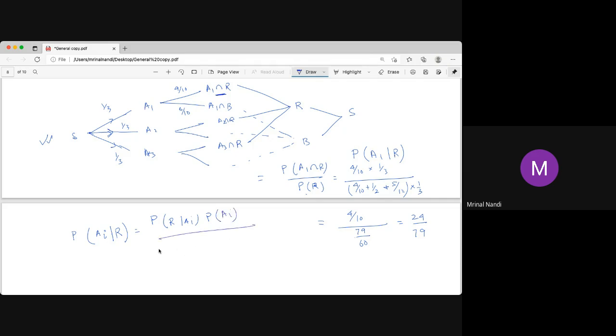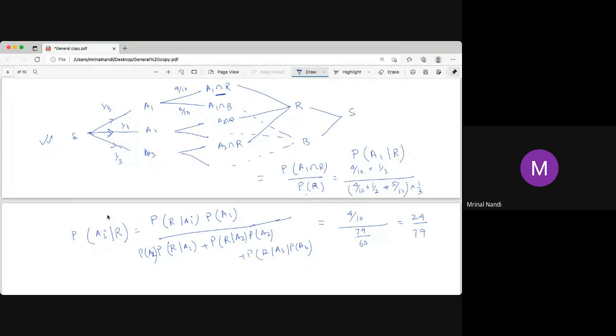P(R) means it is P(R intersection A1), P(R intersection A2), P(R intersection A3), which is P(R given A1) times P(A1), plus P(R given A2) times P(A2), plus P(R given A3) times P(A3). So you can write this.